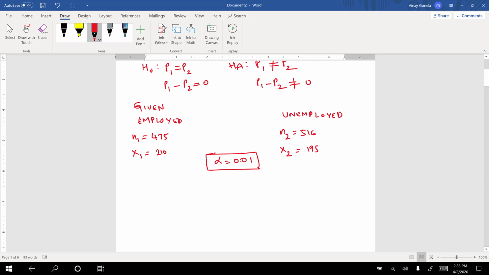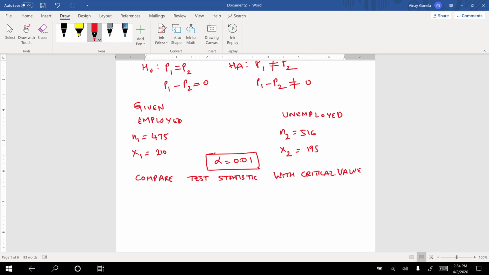The second step of hypothesis testing is to compare the test statistic with the critical value.